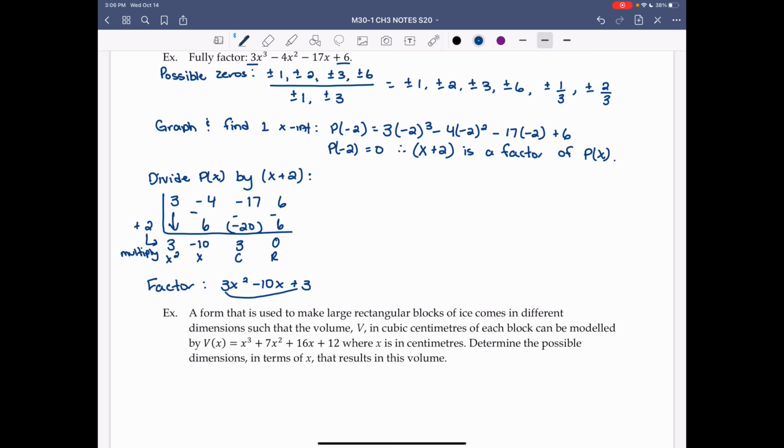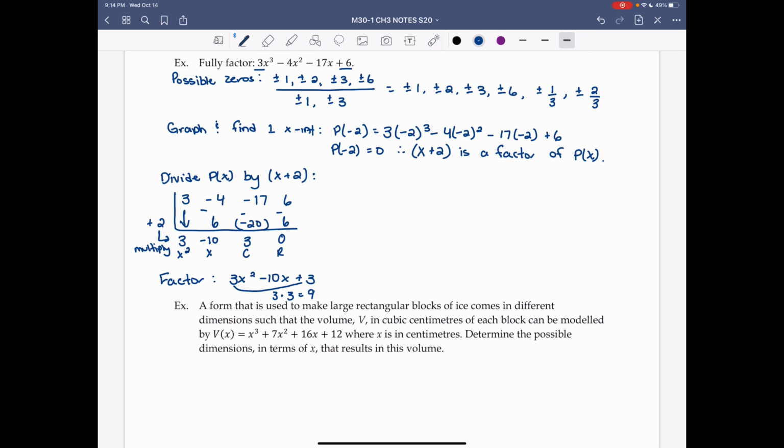We multiply a times c. 3 times 3 is 9. We want two numbers that multiply to give us 9 and add to give us -10, which would be -9 and -1. They multiply to +9, and -9 minus 1 is -10. Do the box method because it's a complex trinomial.